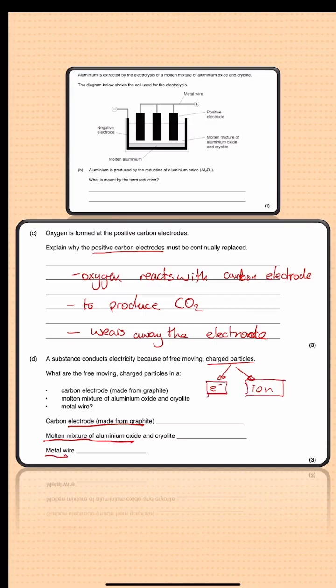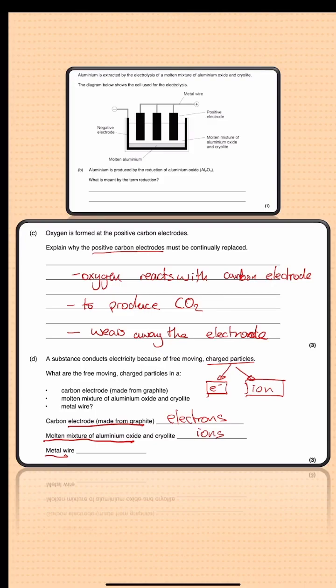So the first one, in an electrode, what would it be? In a carbon electrode, it would be electrons. Yes, well done. Electrons in the first one. We've got delocalized electrons. Then we've got a molten mixture of aluminium oxide. Aluminium oxide is ionic. So, yep. Well done, guys. You guys are understanding this. This is good. Molten mixture of aluminium oxide. That's going to be free moving ions.